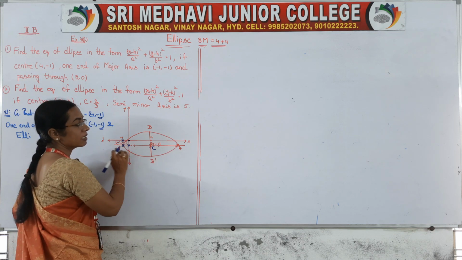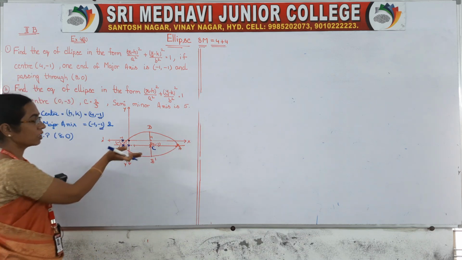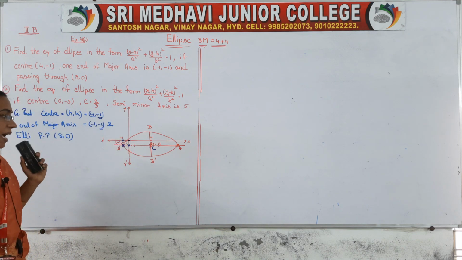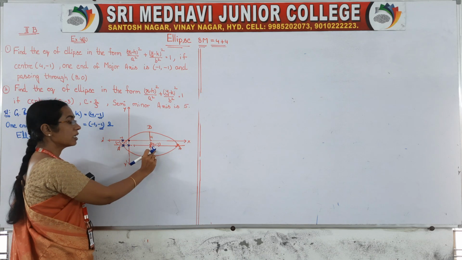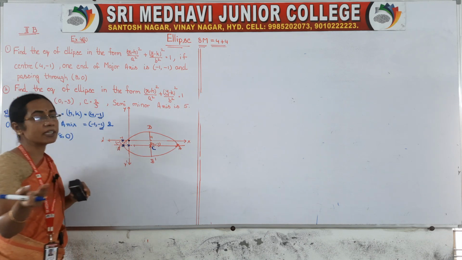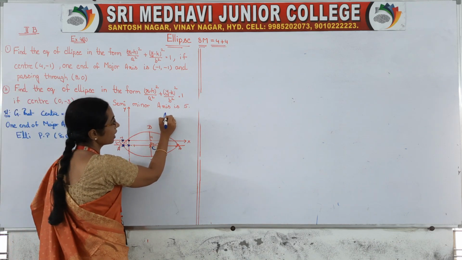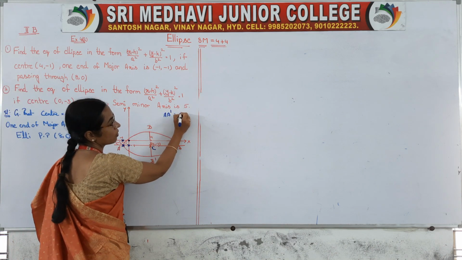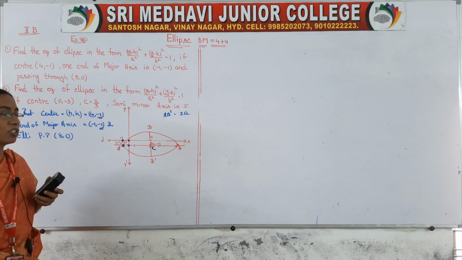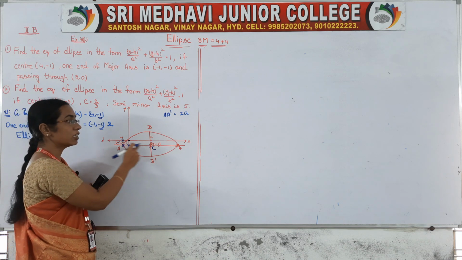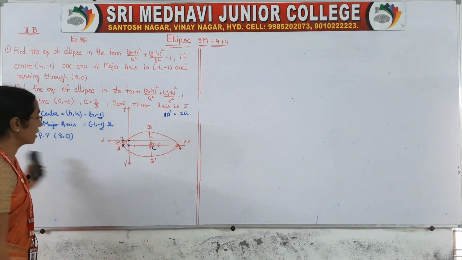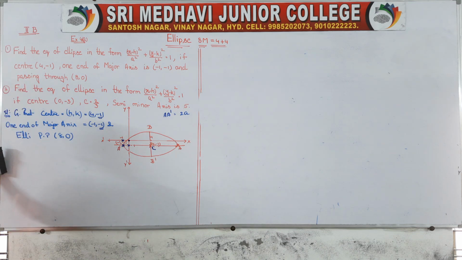So what is this? This axis is parallel to x axis. So major axis is a dash. What will be your distance from center to one end of the major axis? That is a. You know that length of a dash is equal to 2a. Length of major axis a dash is equal to 2a. That means center to one end a distance, center to another end a distance. So we have to write the thing.